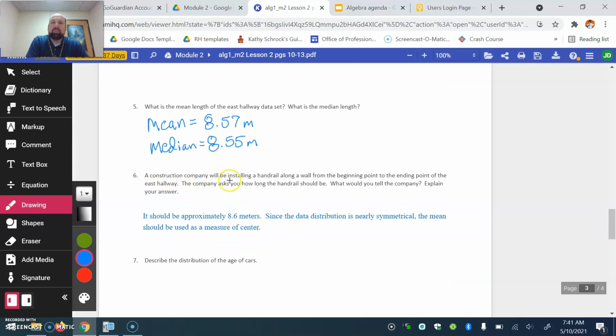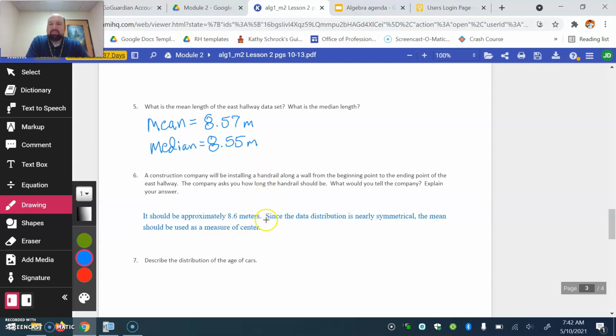A construction company will be installing a handrail along the wall from the beginning to the end. They want to know how long it should be. What should you tell the company? So they have to round it to the nearest tenth. So basically, is it 8.5 or 8.6? And the answer is, well, it kind of depends. I guess if 8.6 is too long, then they would have to go with 8.5.